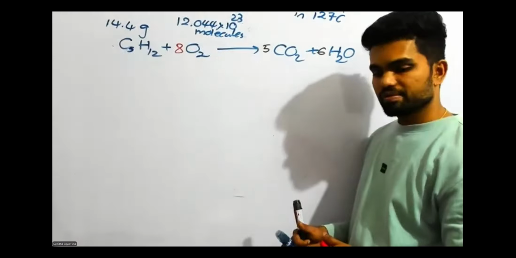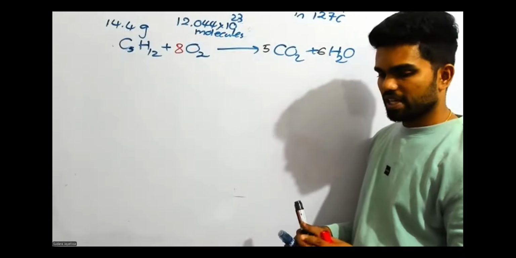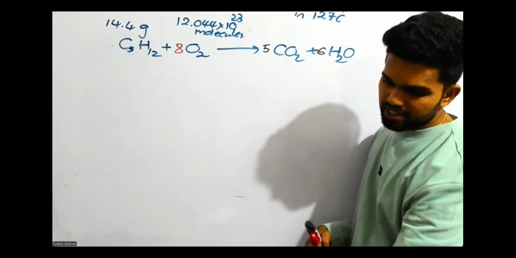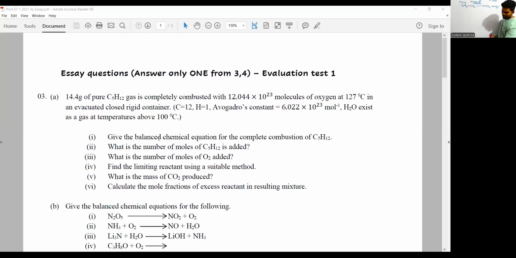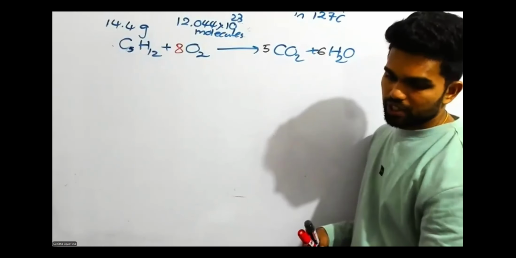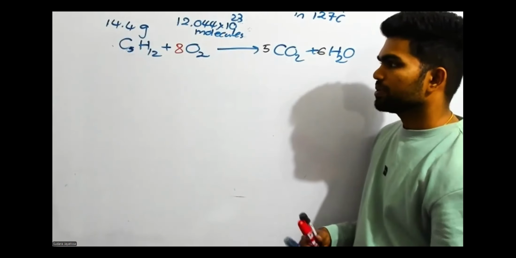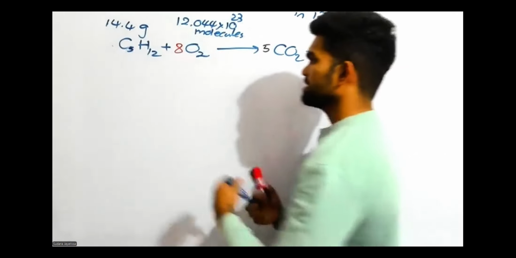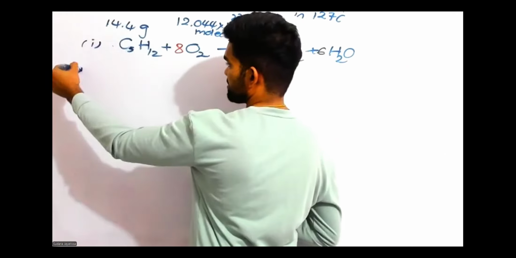Is that clear to all of you? Right, this is the balancing. That's the first question they're asking: balance this equation. Later I will show you how the marks are given. Then it is asking what is the number of moles of C5H12. The mass is given, 14.4 grams. You have to use the simple m over capital M formula.